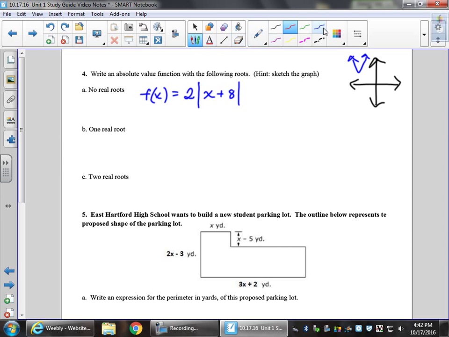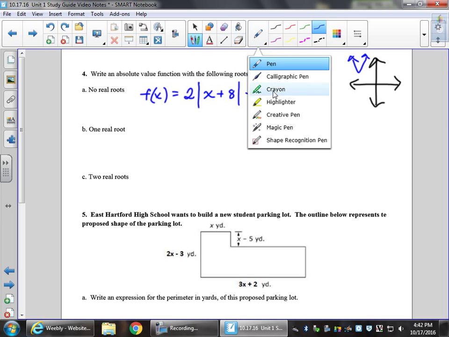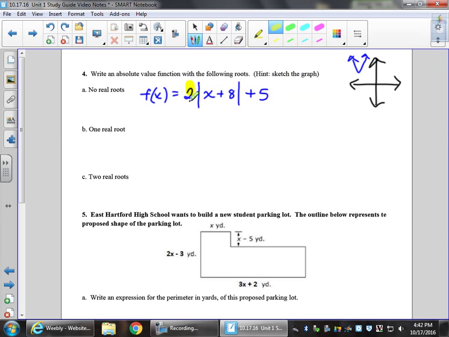The key piece here is that it's shifted up. So this would be one that has no real roots, because I have built a function that is opening up, because this is a positive a value, and shifted up. To make this opening down and shifted down, we would just make a negative and put minus 5 instead.